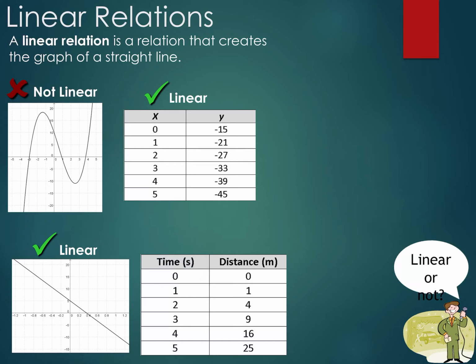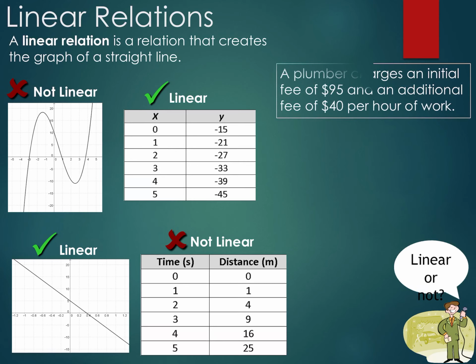How about this one? Does this one go up by the same amount every time? It goes from 0 to 1, it goes up 1. Then it goes from 1 to 4, it goes up 3. I don't even have to check the rest of it. I can see it's not going up by the same amount every single time on the y value, and so that one's not a linear relation.